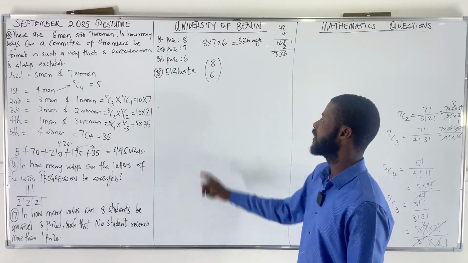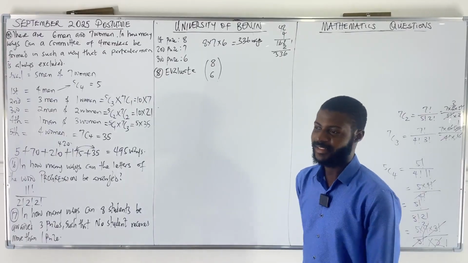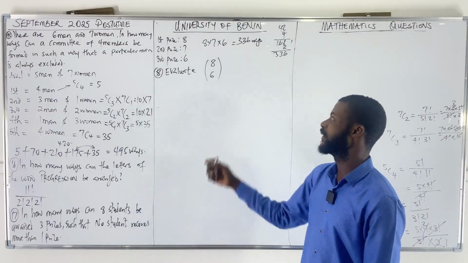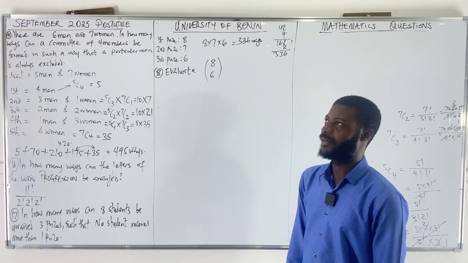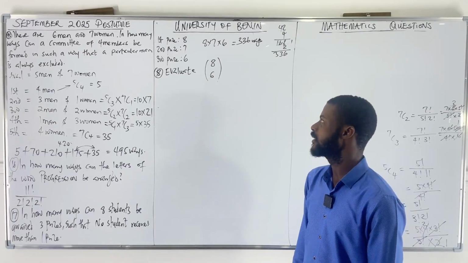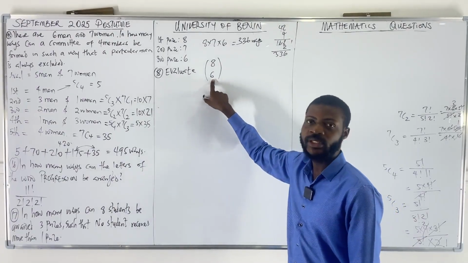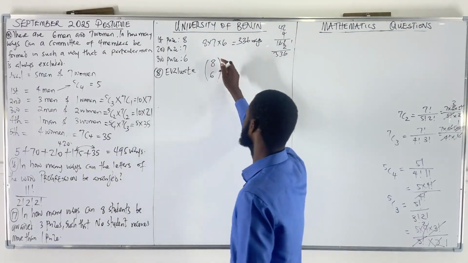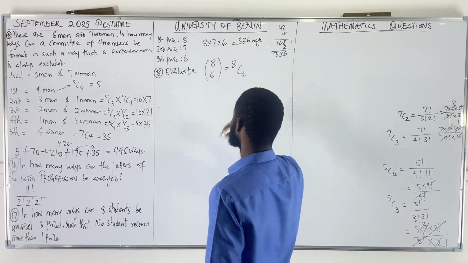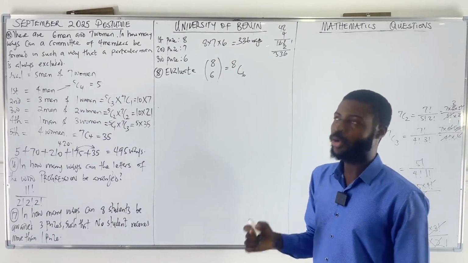To evaluate this, I can tell you for a fact that if you see anything in this position, this is a combination. This thing you see is the same as 8 combination 6. It's the same as 8 combination 6.